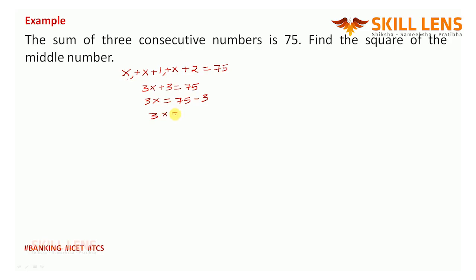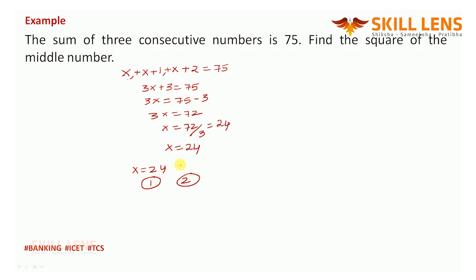So 3x is equal to 72. Then x is equal to 72 by 3. So 3 2s are 6. I'm left with what here? 1, right? Yes or no? So 3 4s are 12. So I can say x is equal to what here? 24. So what are the numbers? So x is 24, which is the first number.